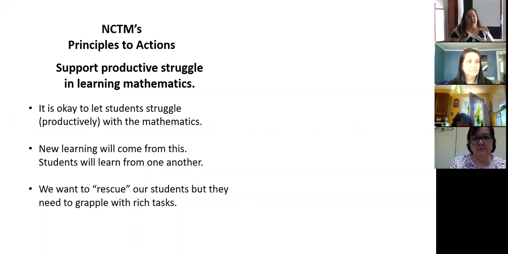But when we're talking about a productive struggle, they've got some pieces, they're maybe working with other students who can help move them through. They're trying out strategies, and maybe we do give them a little bit of a nudge to help them with some strategy ideas, but they are getting through to the mathematics. So new learning will come from this. Students really do learn from one another.